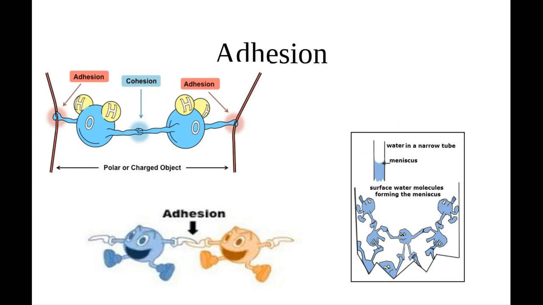Due to polarity, water sticks to other surfaces. Adhesion. Adhesion allows water to stick to unlike surfaces, such as in a graduated cylinder, water makes a meniscus because it's sticking to the sides of the glass.